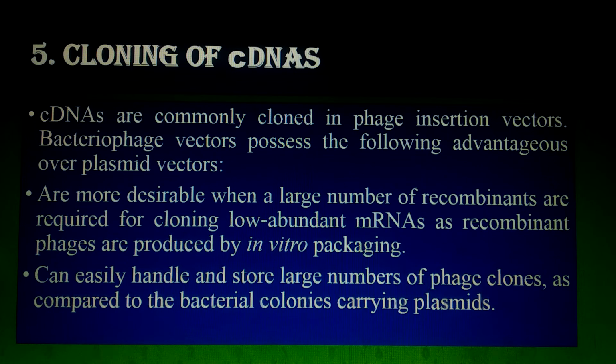cDNAs are commonly cloned in phage insertion vectors. Bacteriophage vectors possess the following advantages over plasmid vectors. Bacteriophages are more desirable when a large number of recombinants are required for cloning low-abundance messenger RNAs. As recombinant phages are produced by in vitro packaging, you can easily handle and store large amounts of phage clones as compared to bacterial clones carrying plasmids.